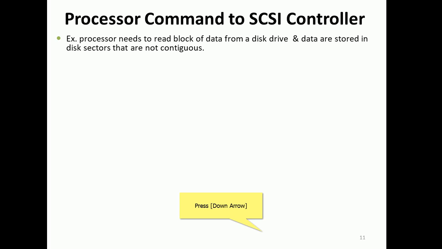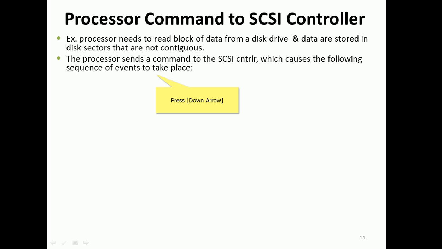Consider an example. In order to perform this task, the processor provides a command to the SCSI controller. The processor wants some data which is not contiguous, not in sequence, so it is stored in a scattered way in memory, in disjoint locations. The processor sends the commands to the SCSI controller, which causes the following sequence to happen.